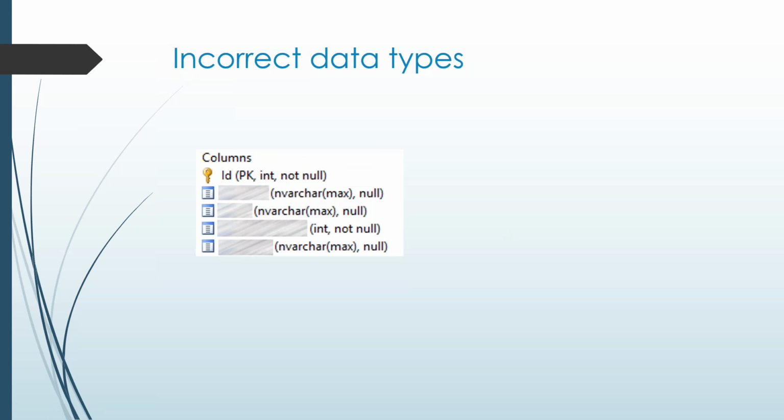All right, 10 minutes. I think I've only got 2 or 3 left. Data types. Let's just nvarchar max everything. What could possibly go wrong? I hope I don't need to explain why this is bad.